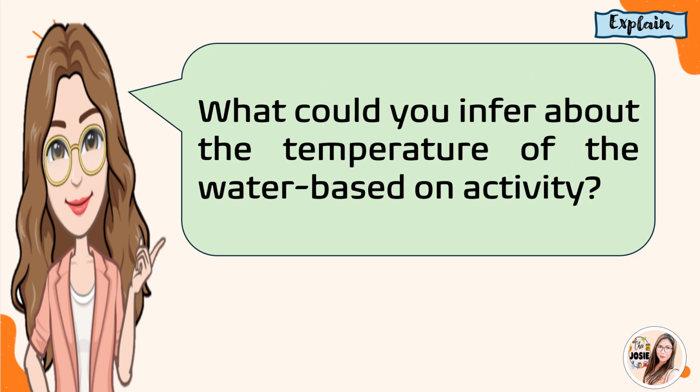What could you infer about the temperature of the water based on the activity? Very good. So as the water at the bottom of the casserole gets heated, the temperature rises. The heat coming from the water at the bottom of the casserole was passed on to the rest of the water in the container. The random motion of the mango seeds illustrates the heat that is being transferred.